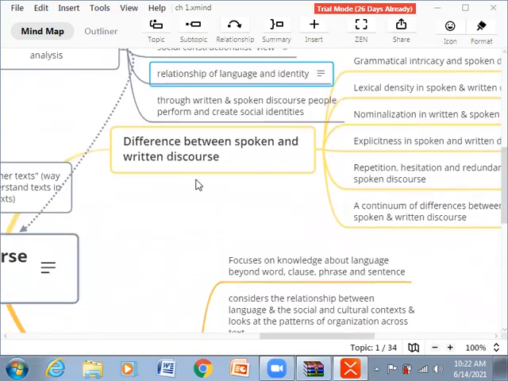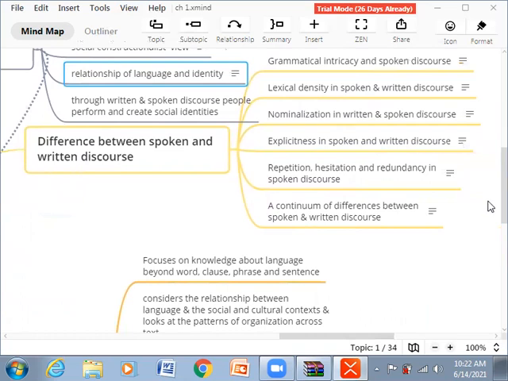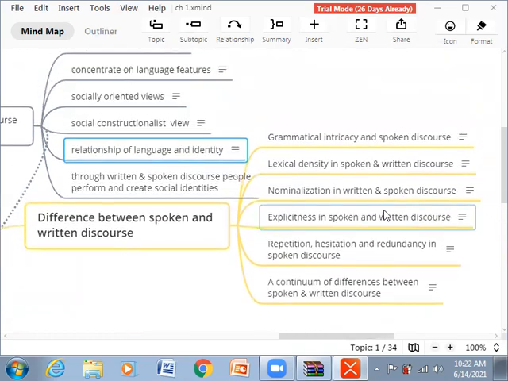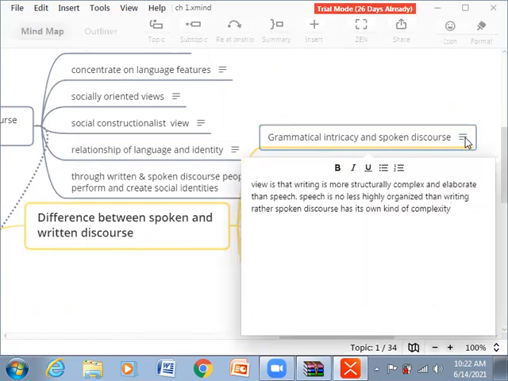And the next topic is the difference between spoken and written discourse. Here, it is pointed out that there are two types of discourse: spoken and written discourse. So, the first subtopic is grammatical intricacy and spoken discourse. Here, the view is that writing is more structurally complex and elaborate than speech. Speech is no less highly organized than writing. Rather, spoken discourse has its own kind of complexity.